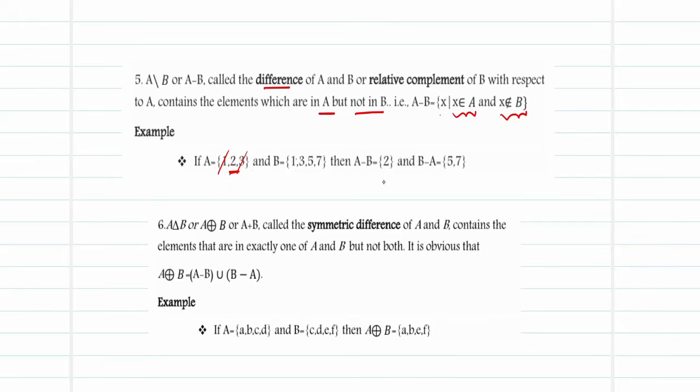And what about B minus A? From B you scrap off elements of A. So B is going to be equal to 1, 3, 5 and 7. And from here you scrap off elements of A. 1 is scrapped off, 2 is not here, 3 is scrapped off. So what is left out is going to be 5 and 7. So B minus A is going to be 5 and 7.